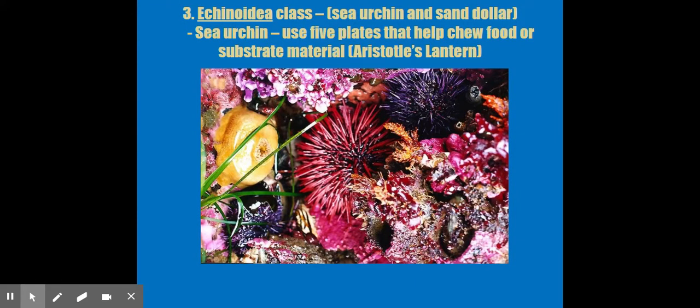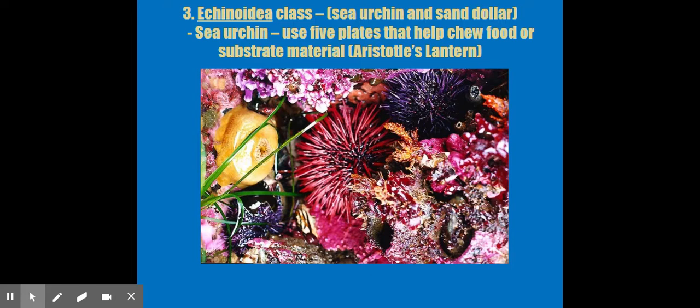And then we're moving on to our next class, Echinoidea. This includes sea urchins and sand dollars. We divide this class into regular and irregular. A regular echinoid is going to be globe-shaped, and an irregular echinoid is going to be more flattened.